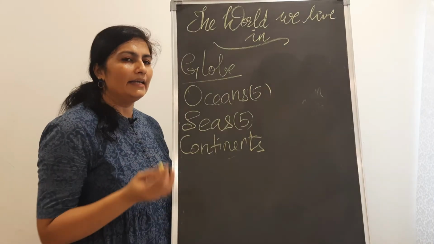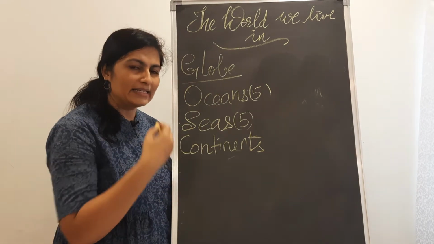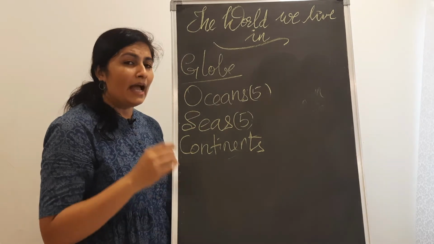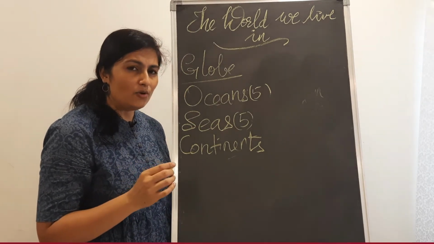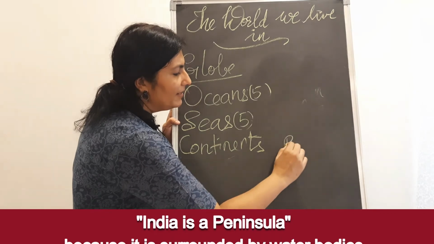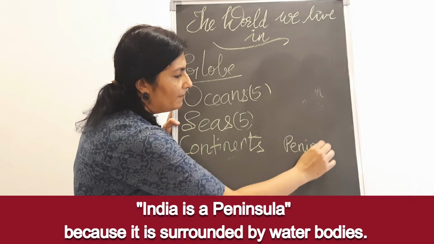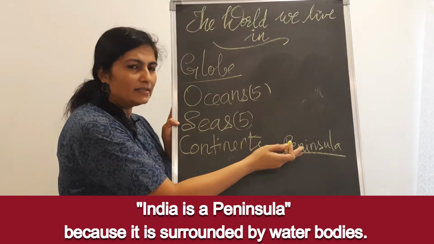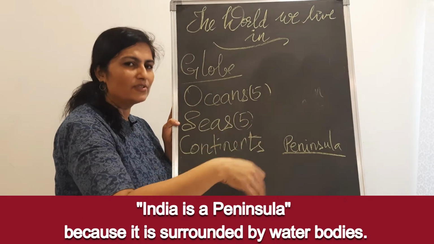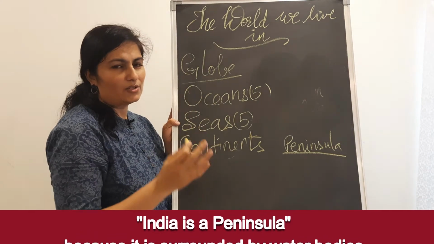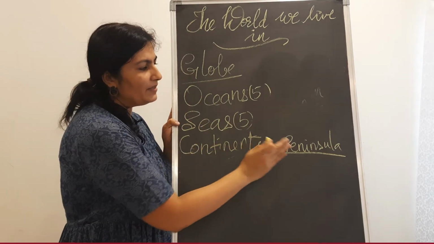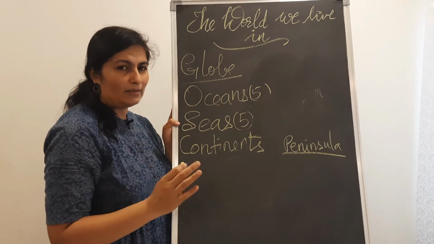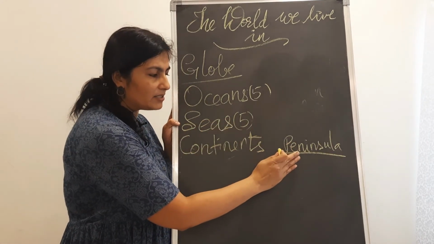Okay, and India, our country, is in the continent of Asia. India is also a peninsula. Peninsula may be a new word to you. A landform which is surrounded by oceans or water is called a peninsula. On 3 sides it will be surrounded by water bodies. That is why it's called a peninsula.